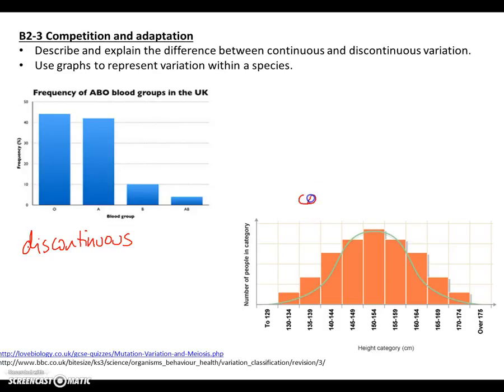If we have continuous data where it can take any value, then we plot normally as a histogram. So we have bars with ranges underneath, so 130 to 134, and then 135 to 139, etc. So our variable here is height category, and then number of people or frequency again here. So you draw the bars, and you can also draw this curve through it.